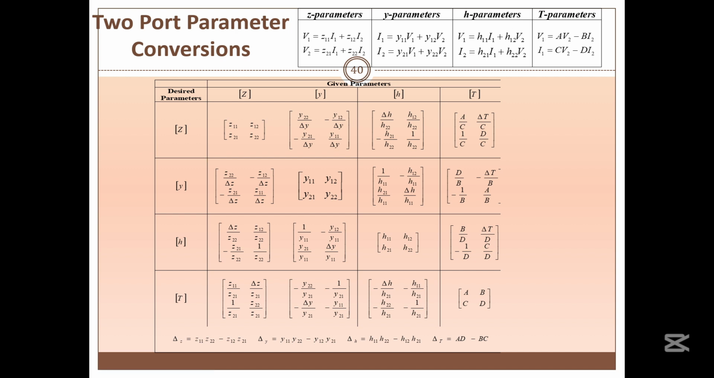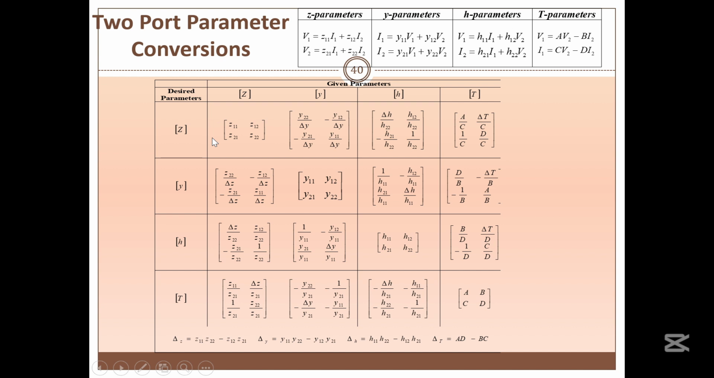you already have another parameter, like a y parameter, and you want to convert to z parameter. So for that y parameter, you will use these equations for each of the coefficients: y22 over delta y will be equal to z11, negative y12 over delta y equals z12, negative y21 over delta y equals z21, and y11 over delta y equals z22. So what is delta y? It's actually given here.